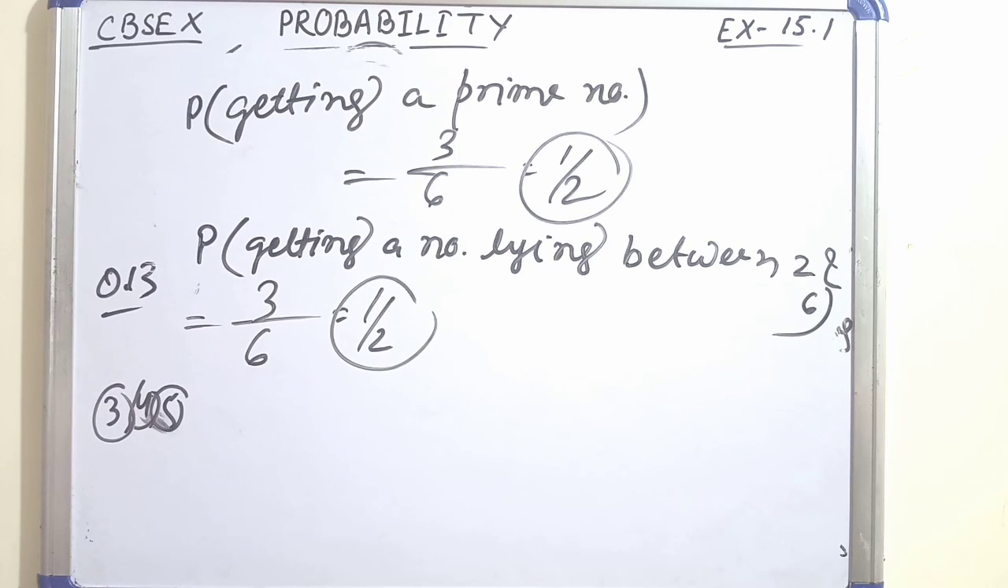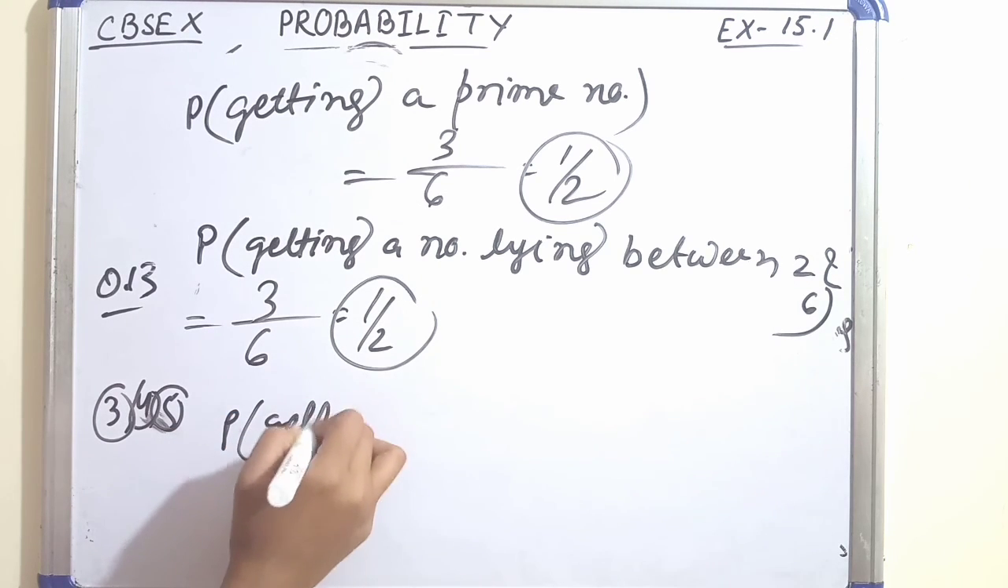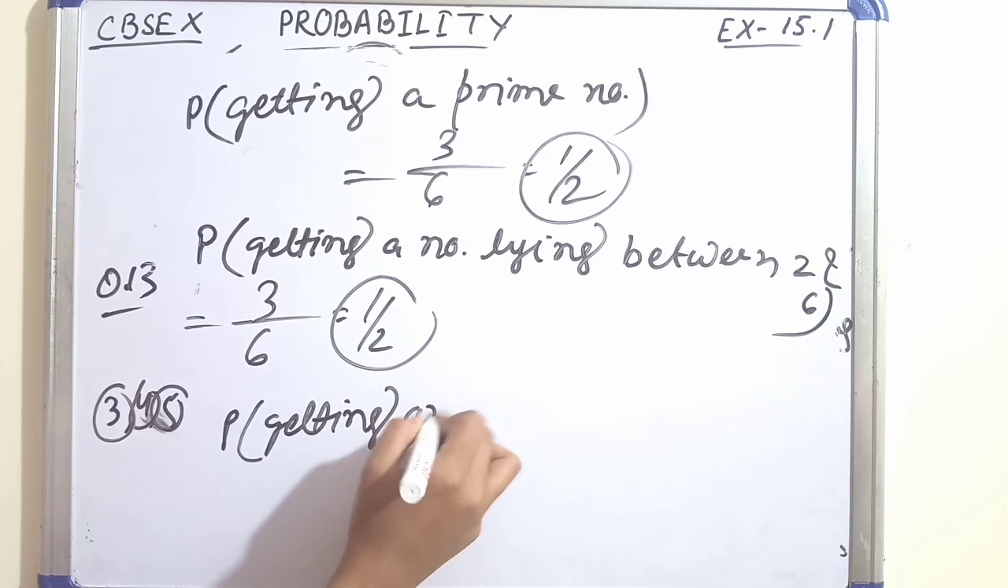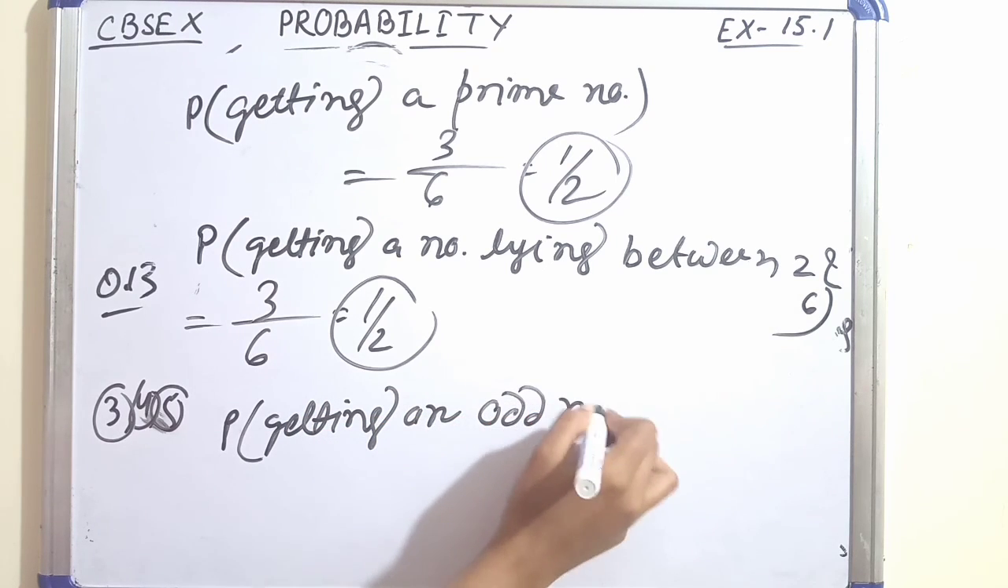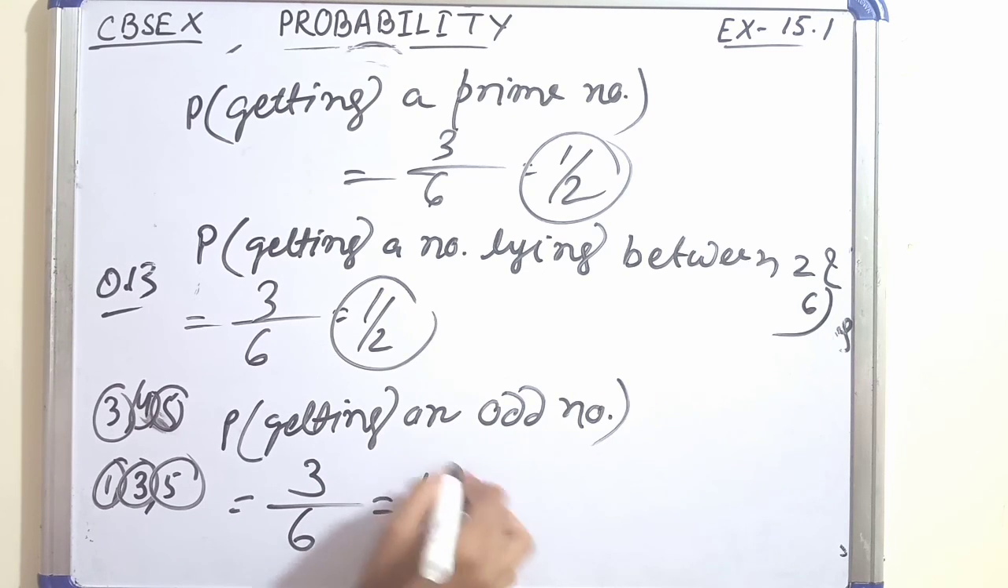That means half. And last, what's the probability of getting an odd number? So probability of getting an odd number: odd numbers are 1, 3 and 5. So again number of favorable outcomes 3 upon 6, which is again equal to half.